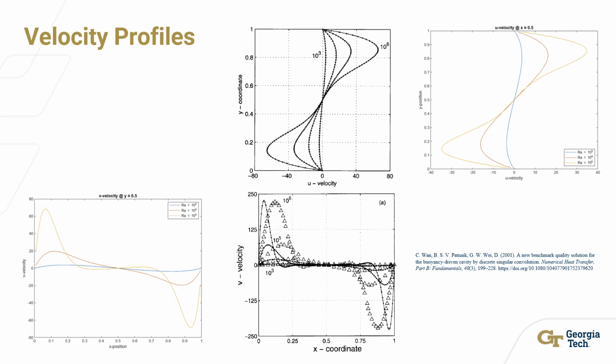Here I just want to present the velocity profiles on the midplanes and show that they're matching well with the reference pictures, but also notice that the velocity gradient for high Rayleigh number is quite sharp, so we probably need more than a 64 by 64 grid in order to resolve it properly.